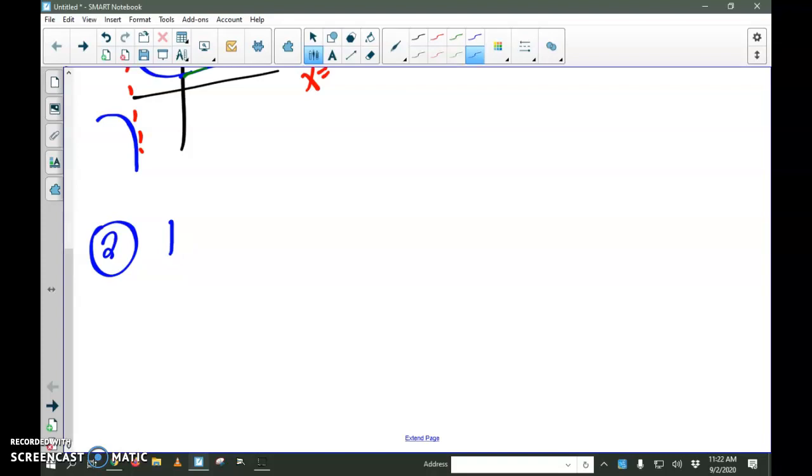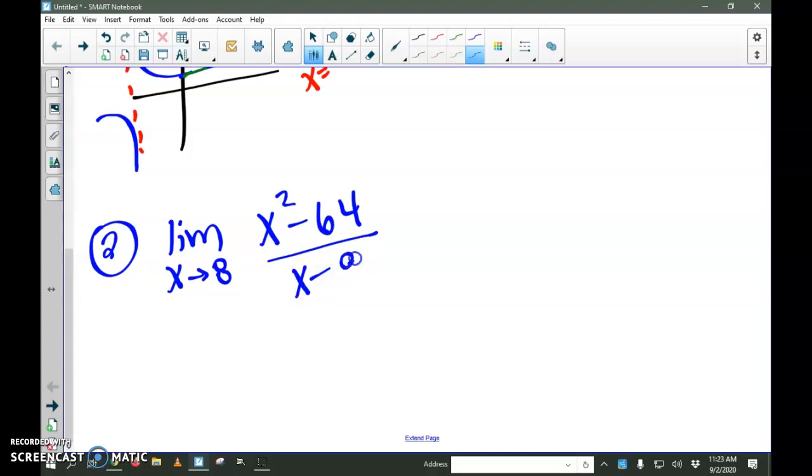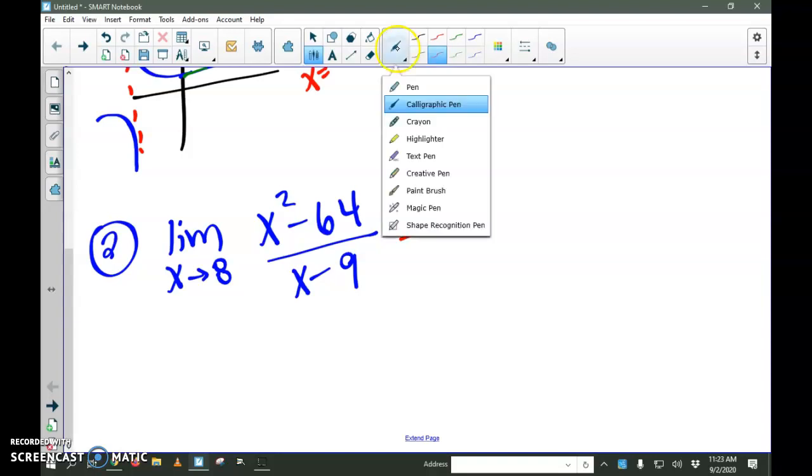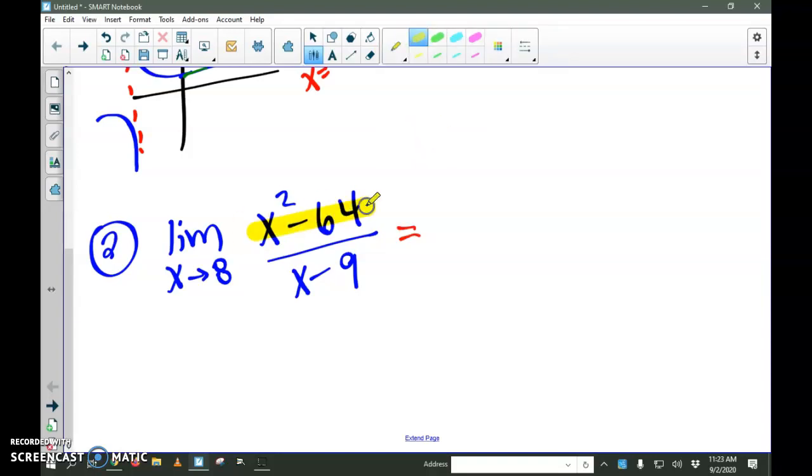Number 2, the limit as x approaches 8 of (x squared minus 64) divided by (x minus 9). Now again, I have these limit properties, but I'm not going to take the time to write out these limit properties if we understand that applying a limit to a quotient means that I can apply the limit to the numerator and the denominator individually. Okay, and so that's what I'm going to do.